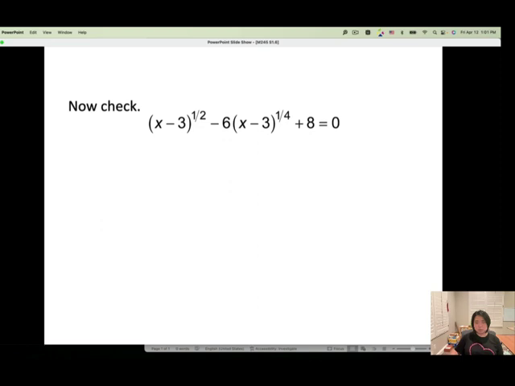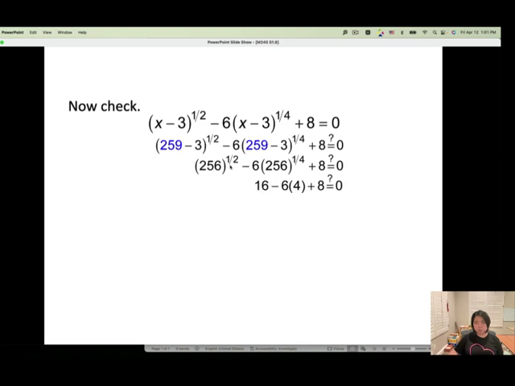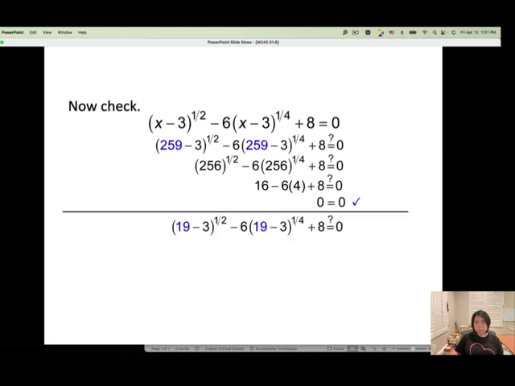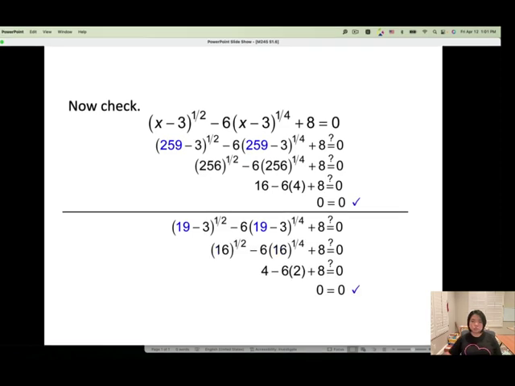Okay, double check your work, plug it back in when x equals 259. This is the square root of 256. You're going to get the true statement, so this is a correct answer. And then another one. You should get the true statement as well.